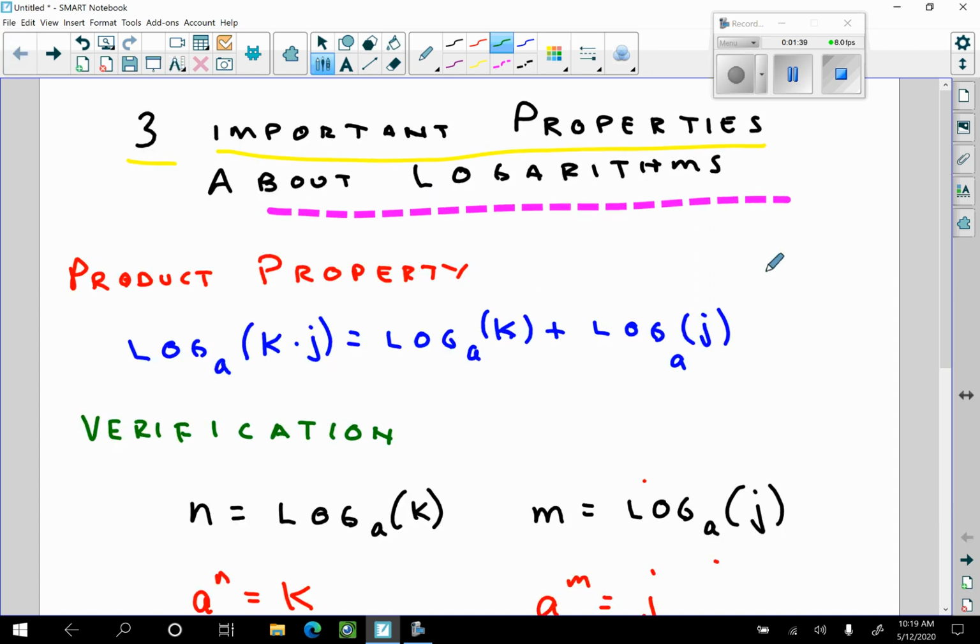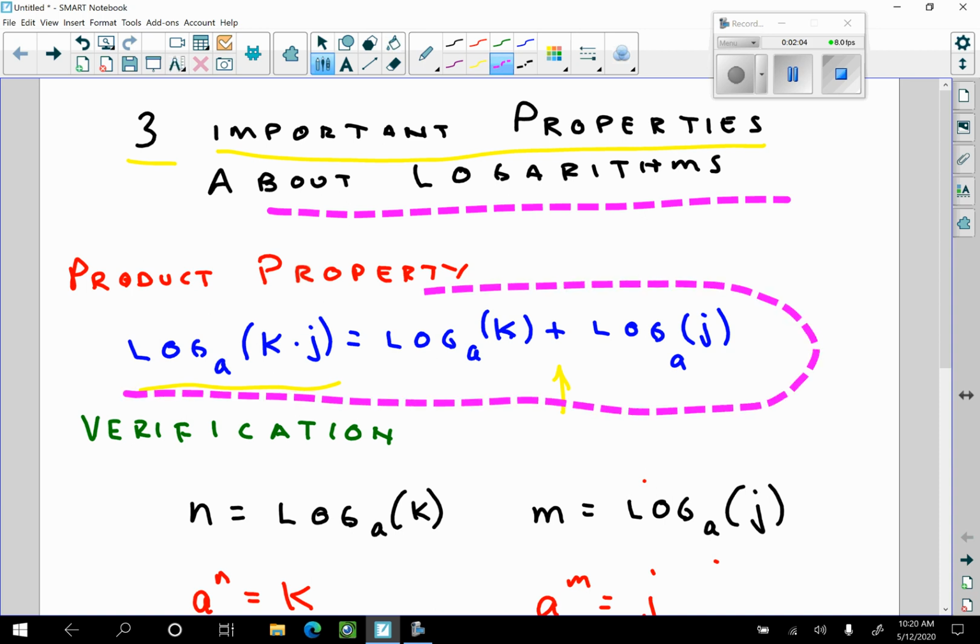Now we're going to talk about three very important properties. Property 1 is this. If I have log base a of k times j, this is a multiplication, what is that equal to? That is equal to the log base a of k, yes, indeed, ladies and gentlemen, plus log base a of j. So this is property number 1. This is a very important property.